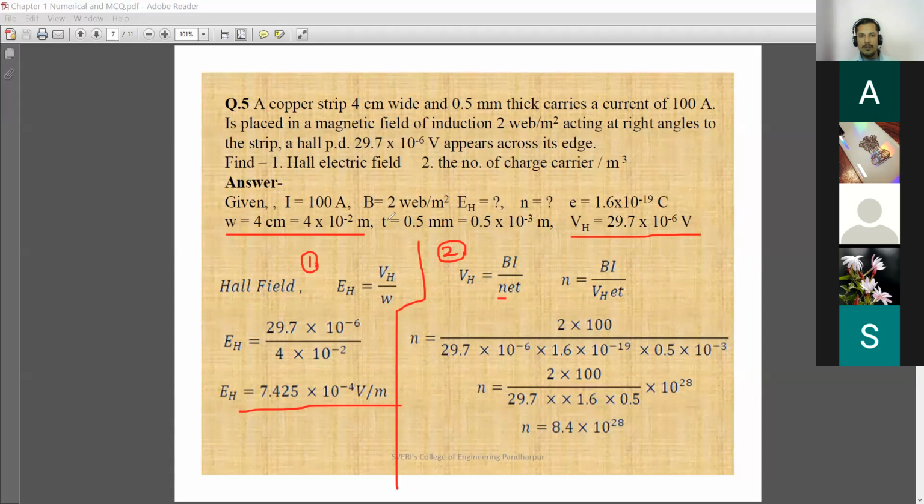What is B given to us? 2 Weber per meter square. 2 into I, it is 100. Then next the VH value we know. Then next e, it is a constant, and small t is nothing but 0.5 mm, that is 0.5 into 10 raised to minus 3. So after calculation we are getting the charge carrier concentration, which is nothing but 8.4 into 10 raised to 28 per meter cube.